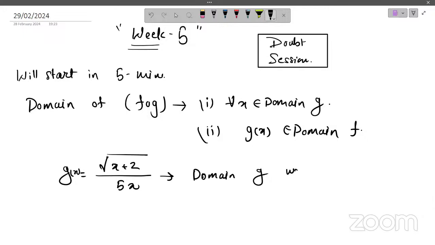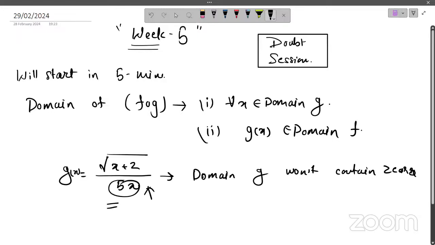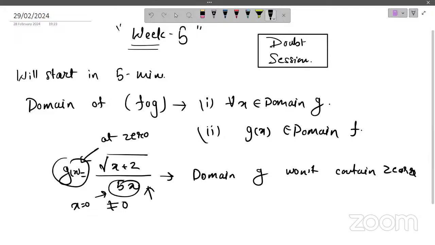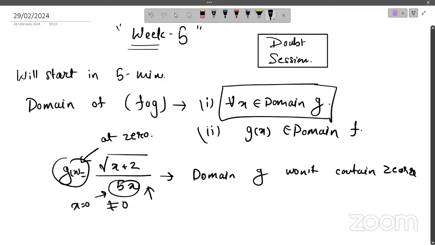So if you observe, the domain of g won't contain 0, right? Because if you put 0 here, then this is not defined. Our denominator should not equal 0. If you put x equals 0, it will become 0. So g of x is undefined at 0. Right? So it won't satisfy our first property. So it won't be the domain of f composite g, right? Yeah, but only when x is equal to 0, right?